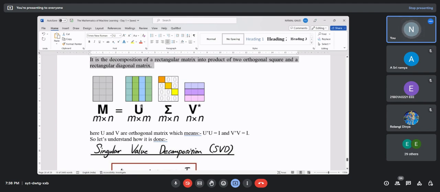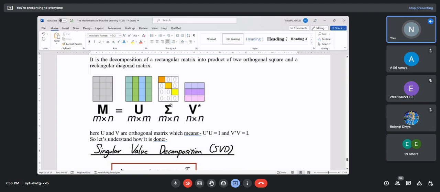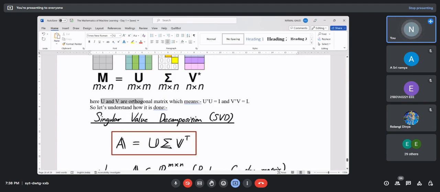So M cross M, this is a square matrix. N cross N, this is a square matrix. And M cross N, this is a rectangular matrix, a diagonal matrix. That means all the elements present on the diagonal are nonzero and the rest of the elements are 0. So I need to reduce this M in such a way that it gives me this result: U sigma V star, where U and V are orthogonal matrices.